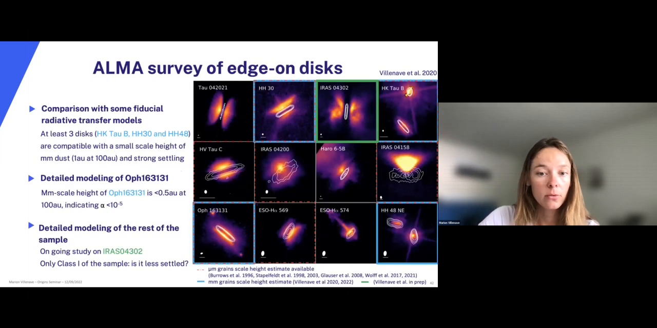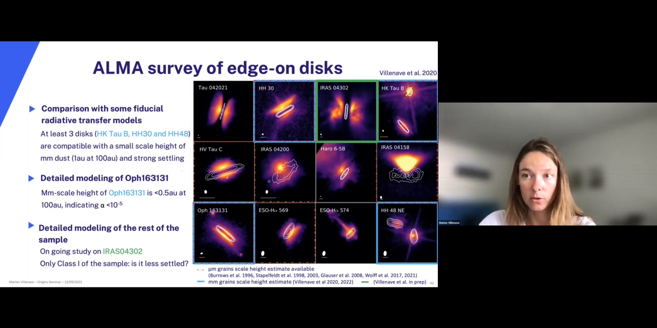So if we go back now to this survey of edge-on disks, we have now described the constraints that we obtained on 3 disks: HK Tau B, HH 30, HH 48, for which we compare them with a fiducial radiative transfer model, and find a scale height of 1 AU is okay, it's a good match. Detailed modeling of HH 30 here shows that less than 0.5 is our constraint, and it means the turbulence will be less than alpha 10 to minus 5.